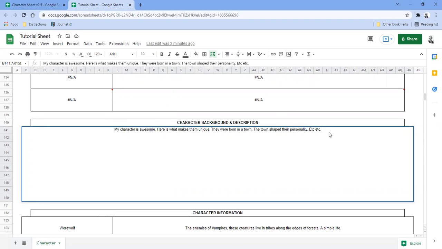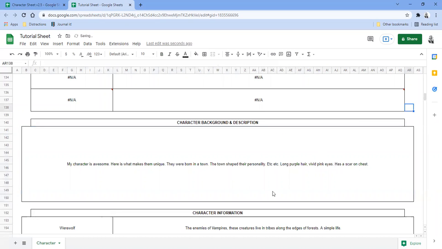If you want to go into more detail about their appearance, you can. They have long purple hair, bright, vivid pink eyes. Whatever you want to add. Has a scar on chest. Whatever you guys want to add. So blah, blah, blah.